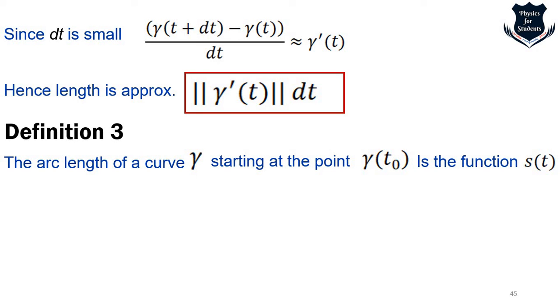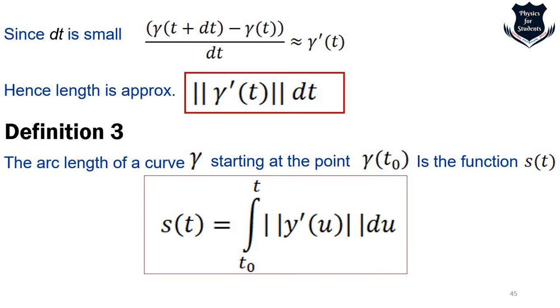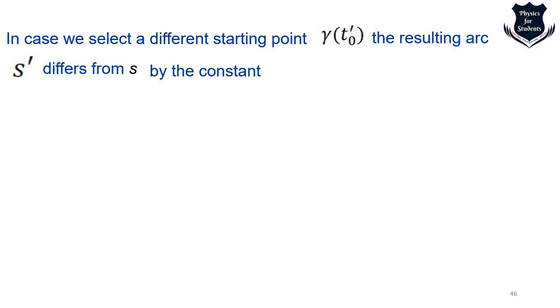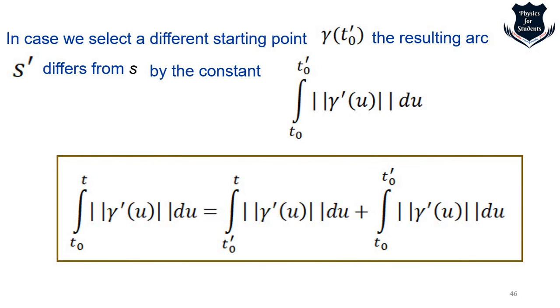Coming to the next definition, the arc length of a curve gamma starting at the point gamma t0 is the function s of t, which is given by this one. This is standard. I mean to say, it's nothing that I need to explain further, right? But in case we start selecting different points, now let me show you, so in case we select different points, which are this and this, then by the constant, we get this, which equals this big one.